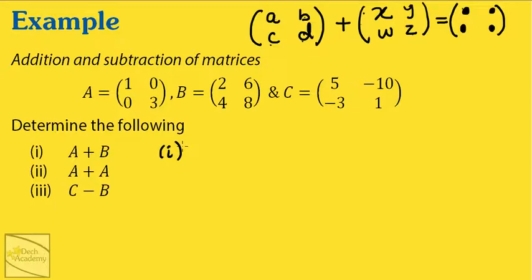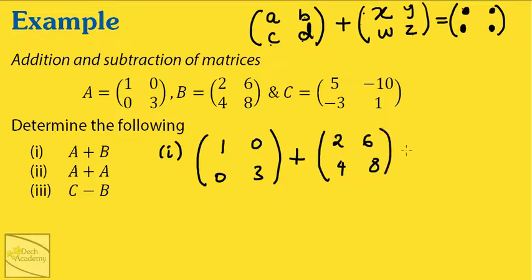So for part 1, we're going to add A and B. A is this matrix here, 1, 0, 0, 3. I'm going to be adding it to matrix B, whose elements are 2, 6, 4, and 8. To make the addition simpler, I'm going to circle elements in the same position. Elements in the top left corner are going to be circled in red. Elements in the top right corner are going to be circled in blue. Elements in the bottom left corner are going to be circled in green. It's easy to know which elements add together.